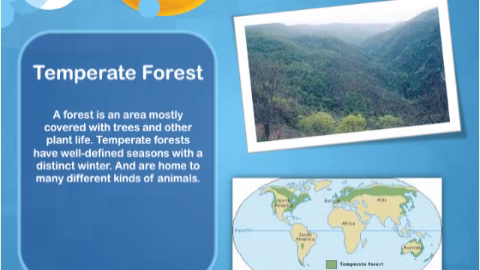So in the top picture we can see that it's very green because there's a lot of trees and a lot of plant life. In the bottom picture we can see a map of all the temperate forests in the world. So you can see there are some in North America.